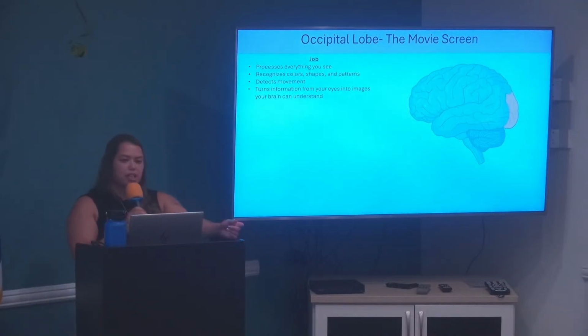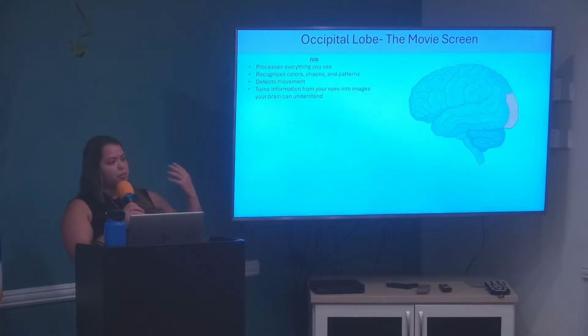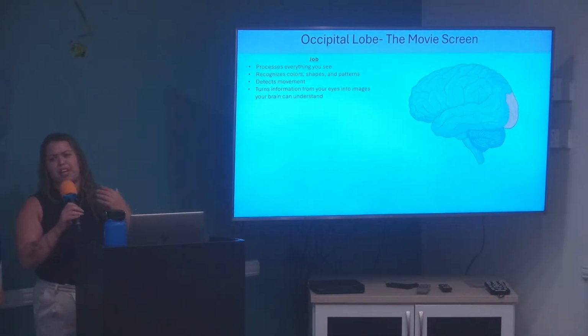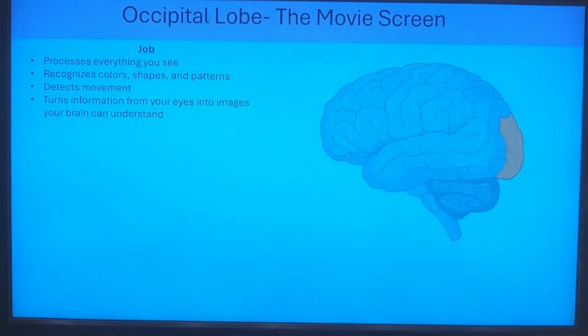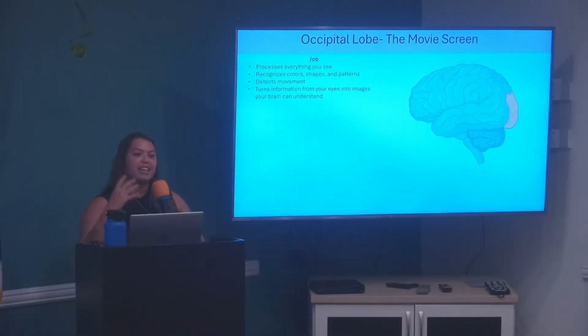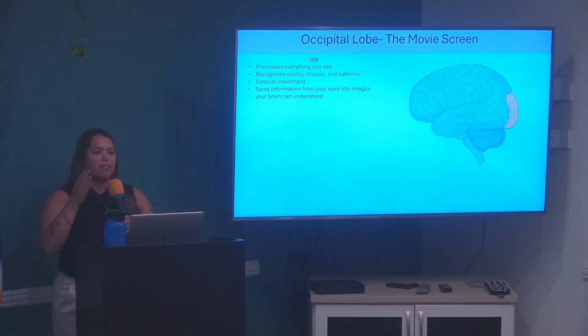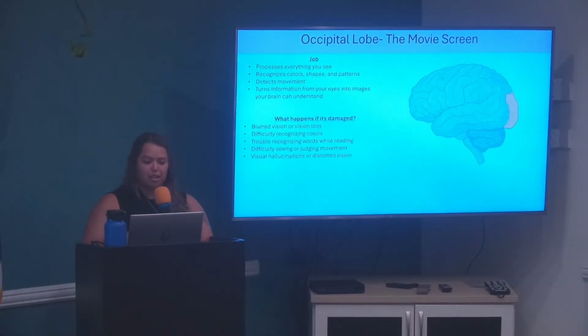It processes everything you see, it recognizes colors, shapes, patterns, detects motion, but it's really about turning the information you see into an image your brain can understand. Because naturally, with the eye, we actually see inverse. We see the world upside down through our eye. Your brain says, nope, let's flip it for you. It's a very cool thing. I don't know why it's so complicated, but yeah. So theoretically, if I didn't have my brain to do that, we would see everything upside down. It's your brain that shows you right side up.